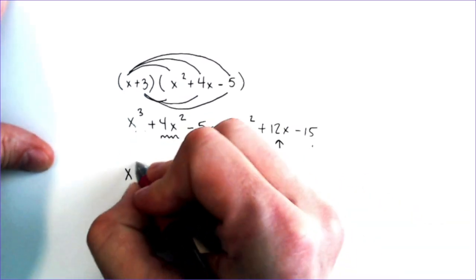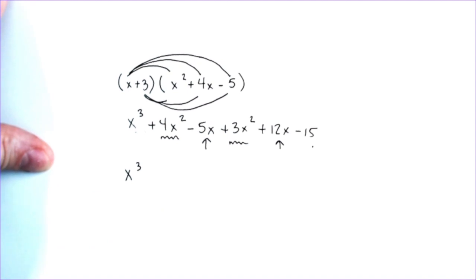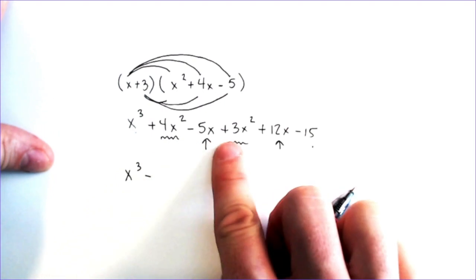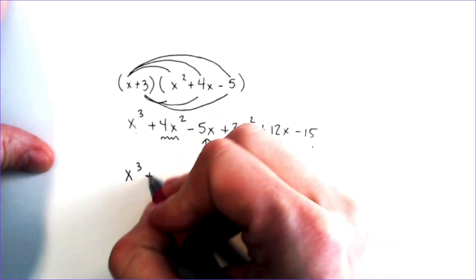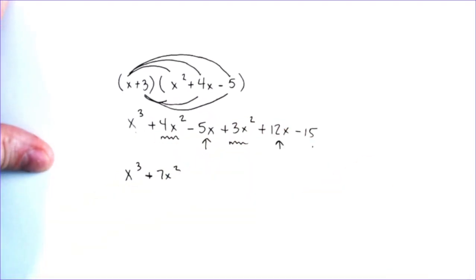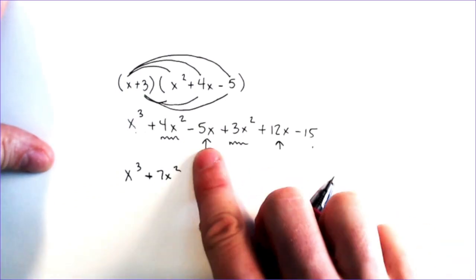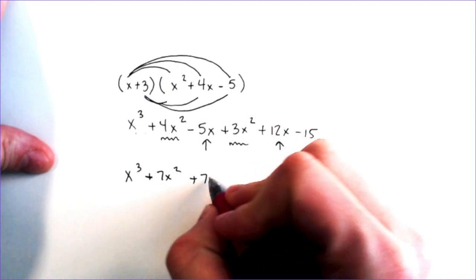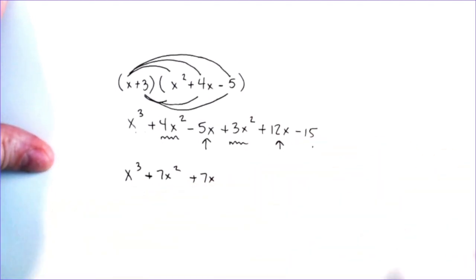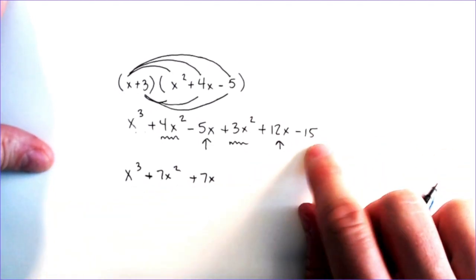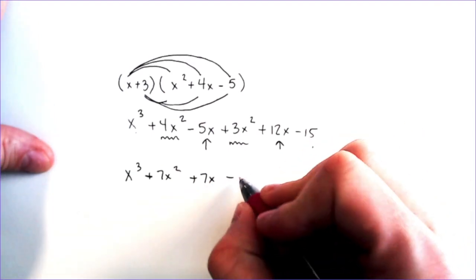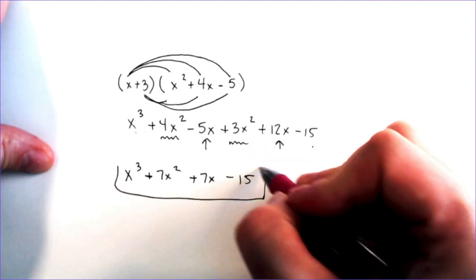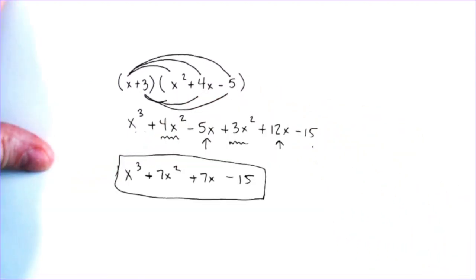So we end up with x to the third just dropping down. It's got no friends. Sad. We have 4x squared and 3x squared. Combine, you get 7x squared. Negative 5x and positive 12x combine, 7x. And then don't forget about the 15. That 15 is lonely. It just drops down, becomes negative 15, and it's complete. That is foiled out for us.